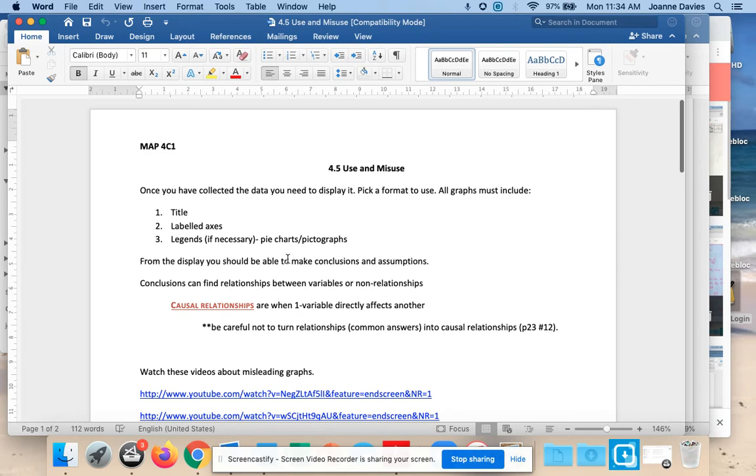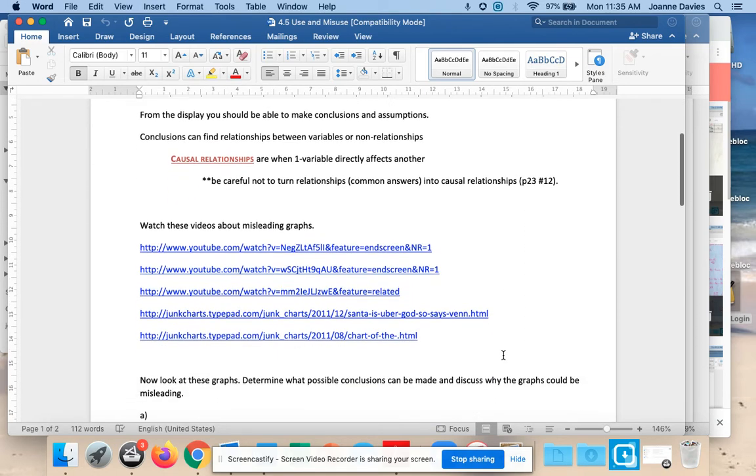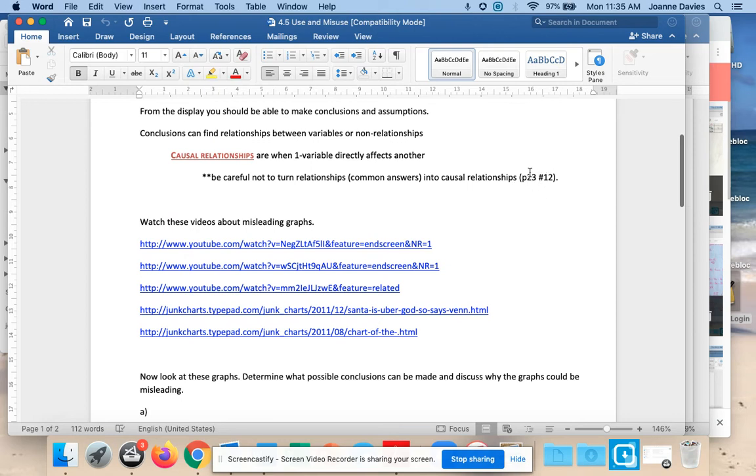From the display, you should be able to make conclusions and assumptions. Conclusions can find relationships between variables or non-relationships. Causal relationships are when one variable directly affects the other, but you need to be careful not to turn relationships or common answers into causal relationships. So on page 23, number 12 is an example of that. And actually, I'm not sure if that's from this textbook that we're using now.